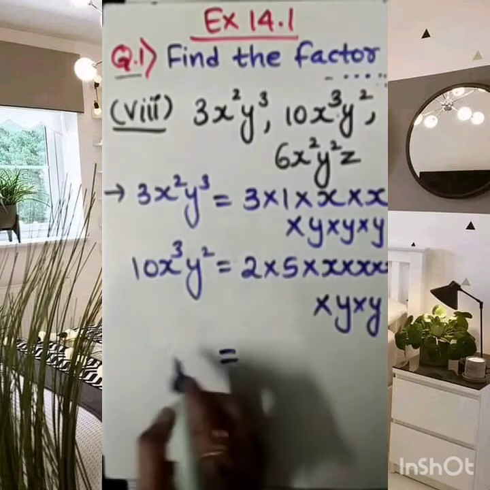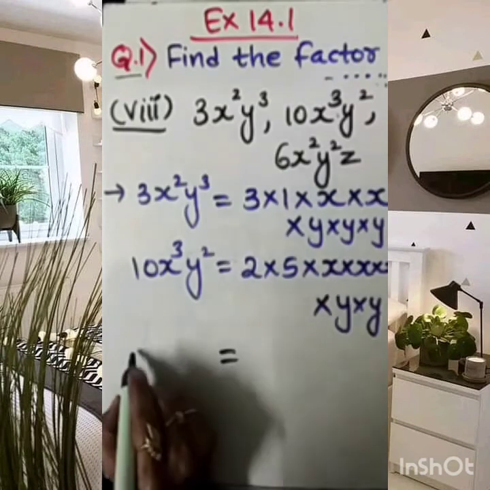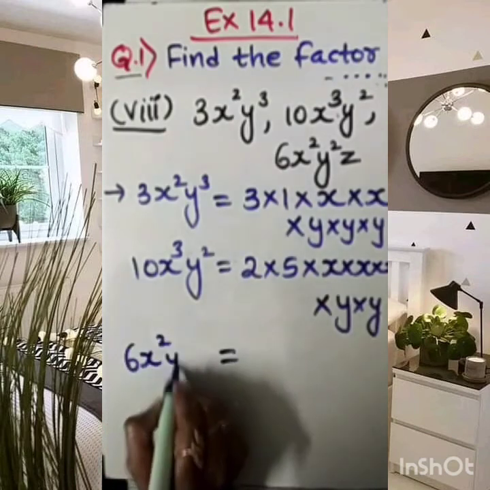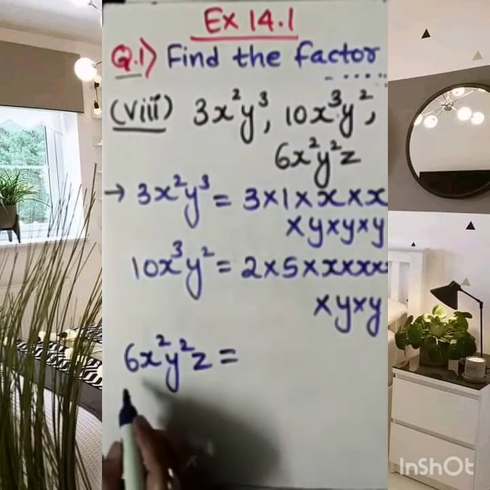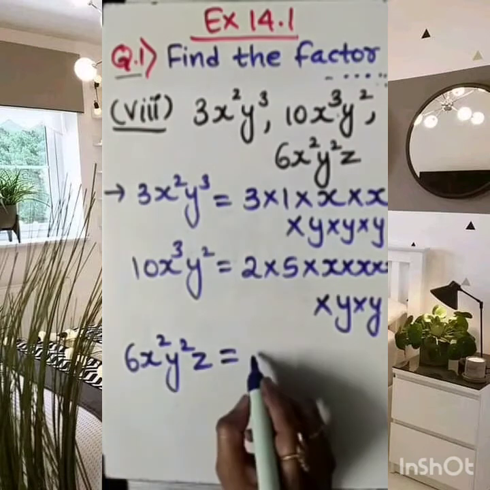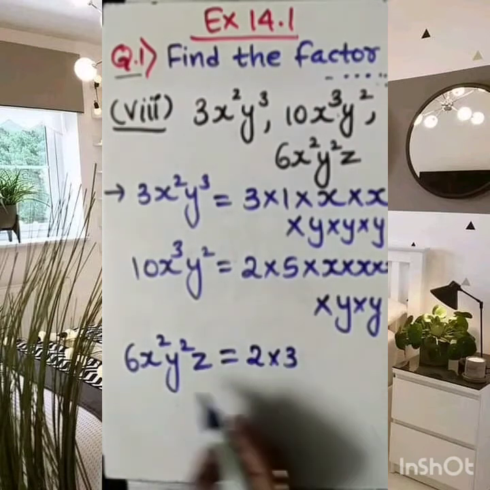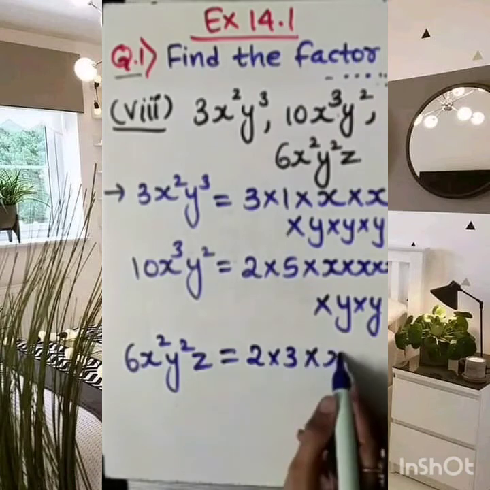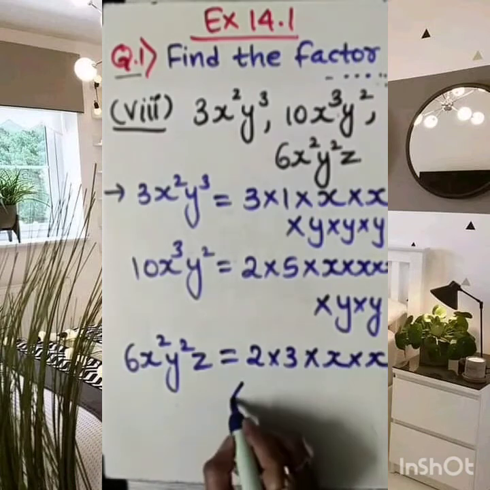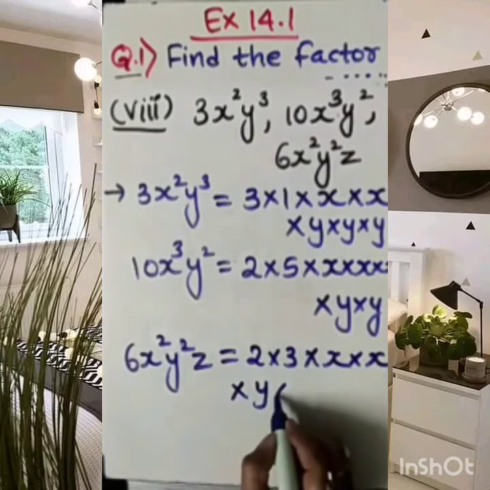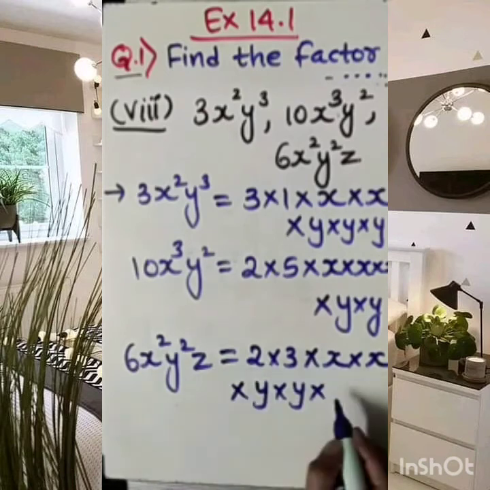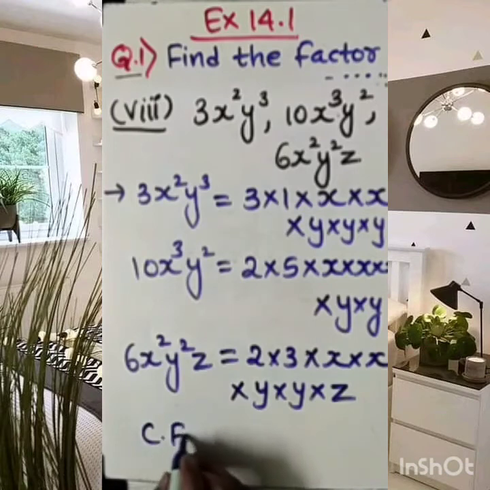Fine. Now let's move with the third term, that is 6x square y square z. The factors of 6 are 2 into 3. Factors of x square are x into x two times, y square indicates y into y two times, and z one time. Clear? So the common factor, let's note down now.